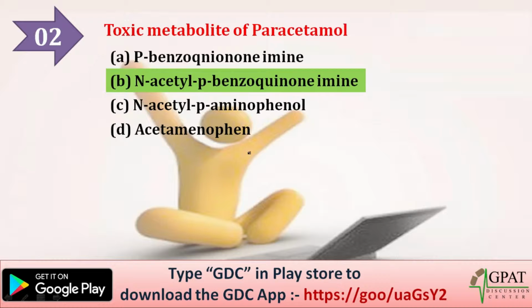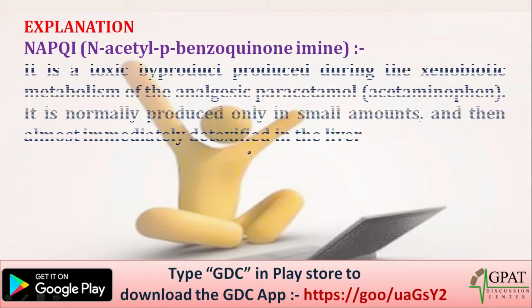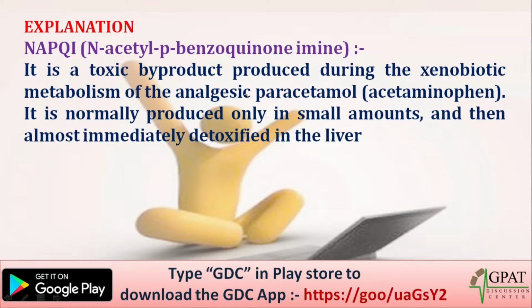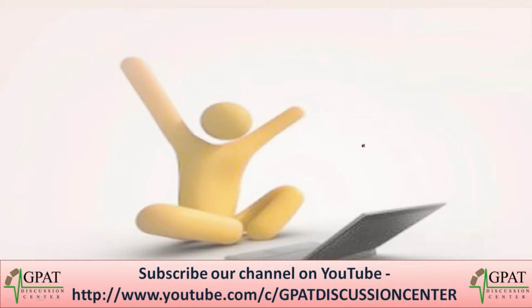So let's discuss this. NAPQI, N-acetyl parabenzoquinone imine, is a byproduct produced during the xenobiotic metabolism of the analgesic paracetamol, that is acetaminophen. Normally it is produced only in small amounts and then almost immediately detoxified in the liver. Let's observe the justification in the coming slide.